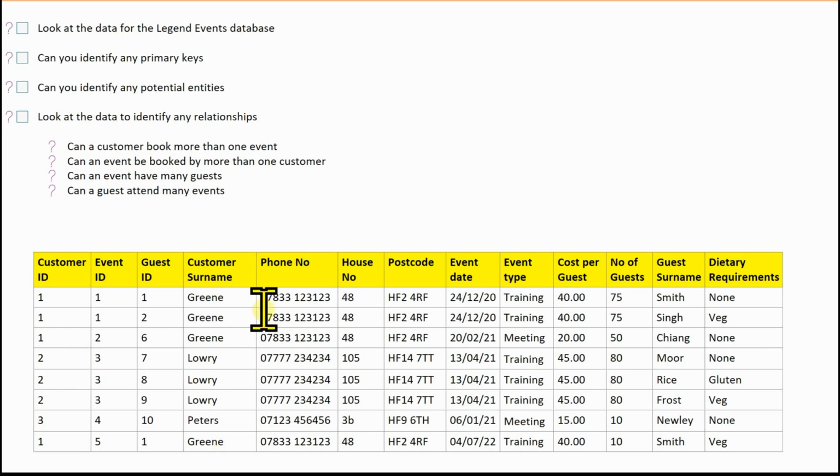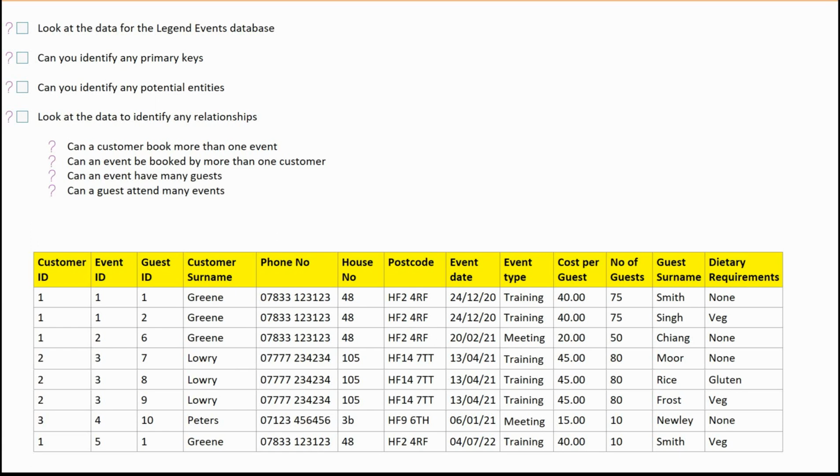We want to be able to store that surname, Green, and his details, his phone number, just once. And then that means we've only got it in one place. If we need to make any changes, 1, we only have to make that change once, and 2, it means we're making more efficient use of storage. Right, let's have a look at the data.